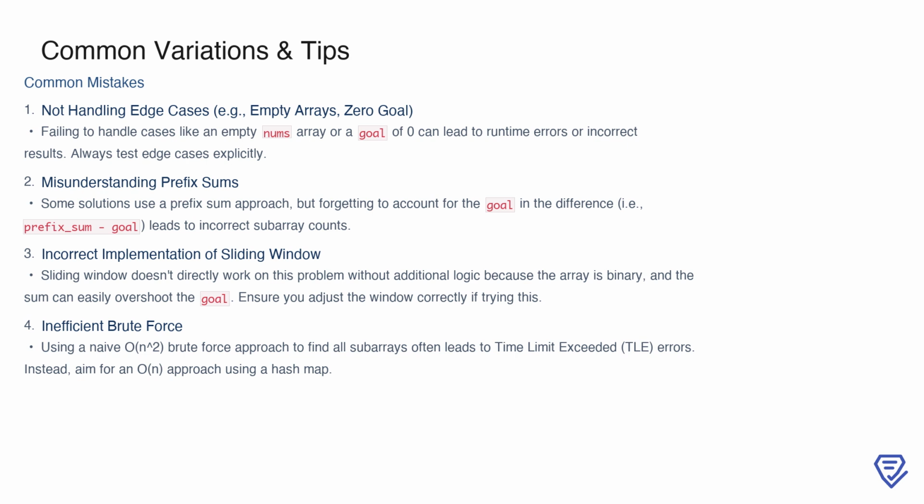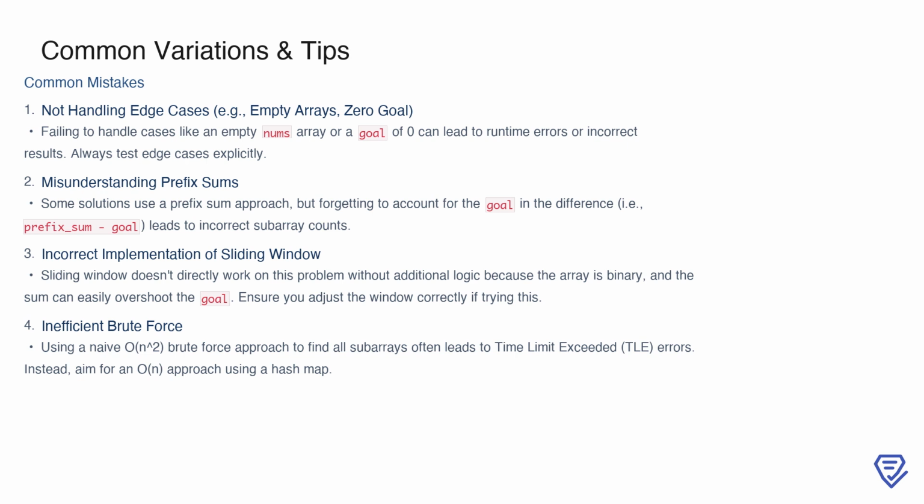Specifically, the correct logic involves checking prefix_sum - goal, and missing this step results in inaccurate subarray counts. Similarly, while the sliding window technique is powerful for many problems, it doesn't directly work here without additional adjustments. Because the array consists only of zeros and ones, the sum can quickly overshoot the goal, requiring careful window adjustments.